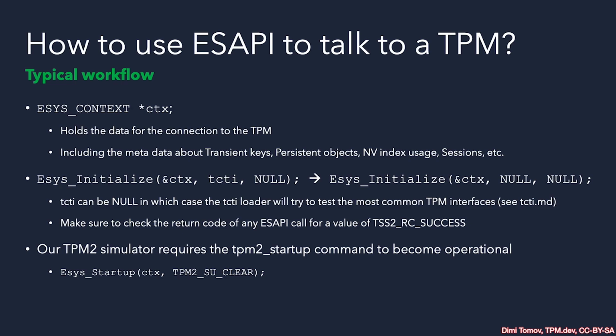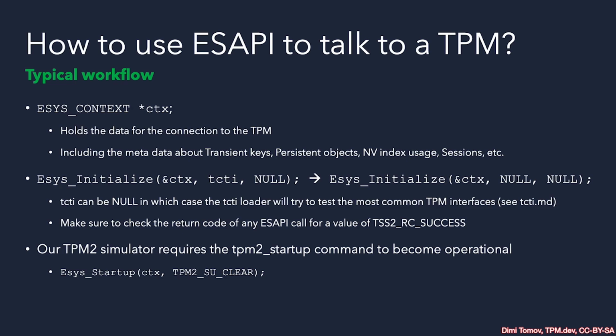First, when using eSAPI, we need to have an ESYS context, an eSAPI context. This is done by defining a pointer variable of type ESYS_context. This variable holds the information about our connection to the TPM and any metadata during our TPM usage, for example, the name of a TPM key. The ESYS context is initialized using the ESYS_initialize API.